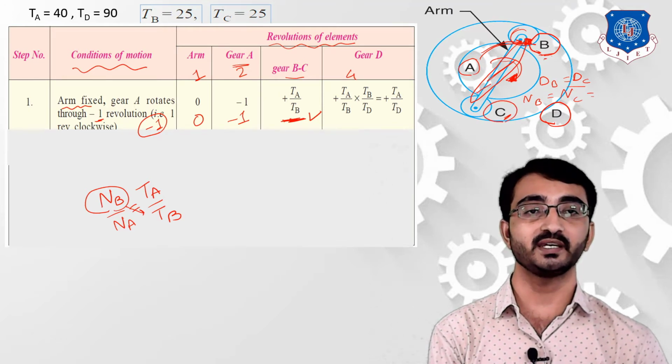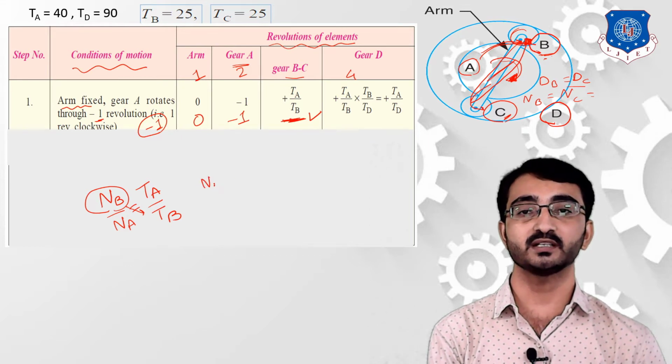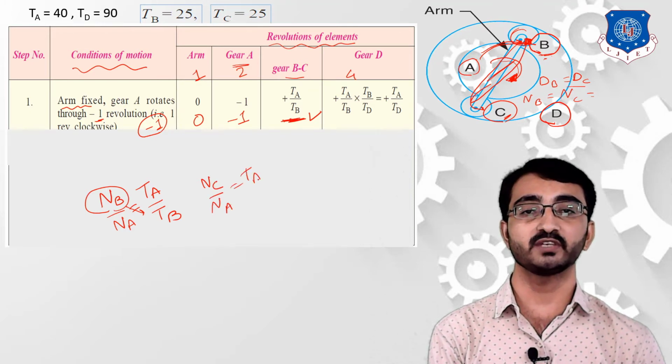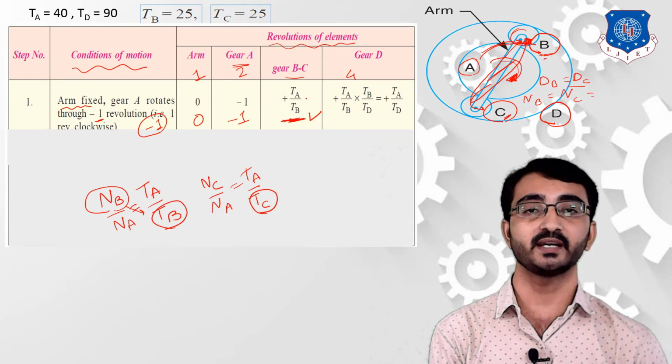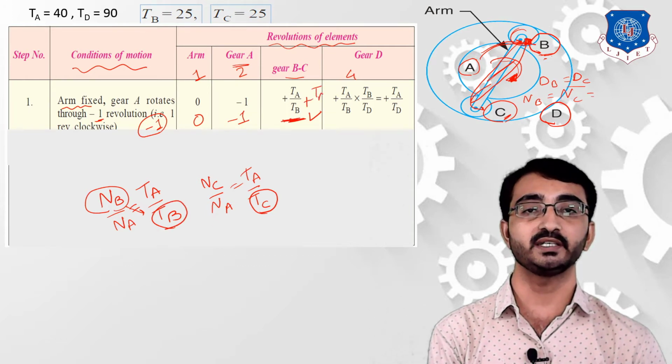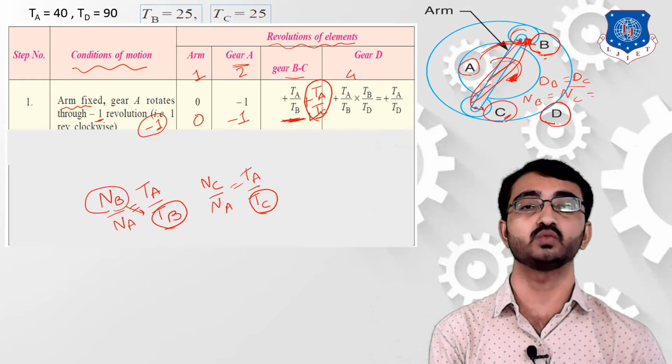Now a similar type of equation can also be written for gear C. Let's consider A and C that are directly in contact. In that case you can write down that speed of gear C upon speed of gear A is equal to teeth of gear A upon teeth of gear C. Now we have the simple idea that teeth of B and C are both the same, so you can write the same equation as TA by TC also. You can write down any of these two equations.